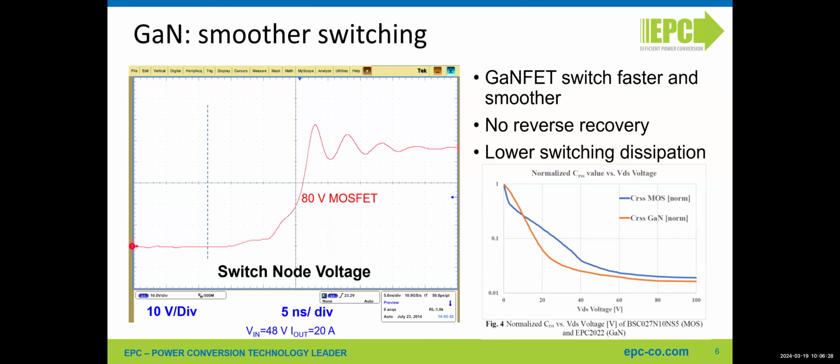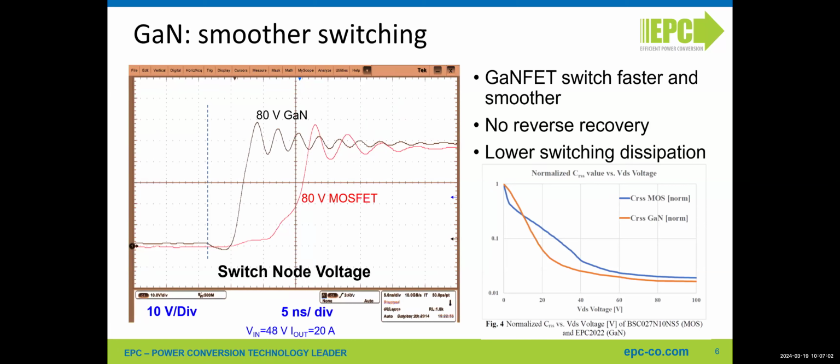So if we look in terms of switching, here we're showing a 5 nanosecond per division example, and we see a switching of voltage in time. Here you see the typical way a MOSFET is switching, and the way the dV/dt is going with different segments is also related to the way the reverse capacitance is changing with voltage. And the GaN-FET has a smoother reverse capacitance and a lower reverse capacitance.